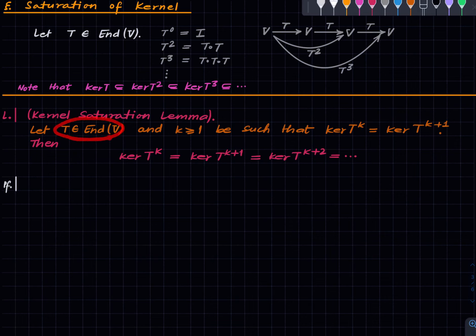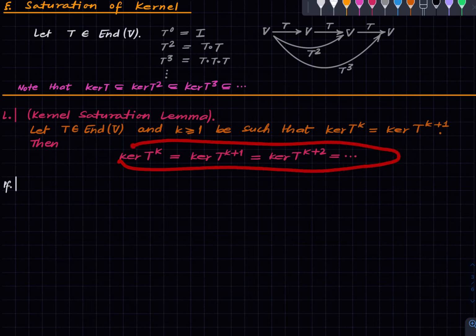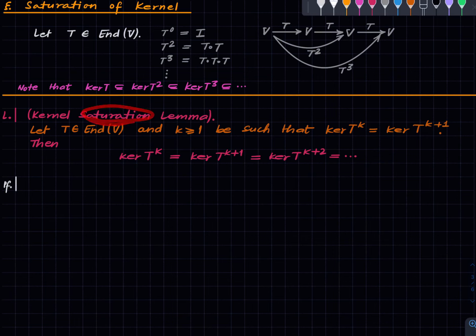It says that if T is an endomorphism on a vector space V, again, everything is finite dimensional, and we have a positive integer k such that we do not see an increment in the kernel, even though we have this chain of containment, suppose at some point we do not see the chain growing, then the theorem says that we will not see the chain growing from that point on. The chain will stabilize. It will saturate, so to say. Okay, so let's prove this. It's a very, very simple proof.